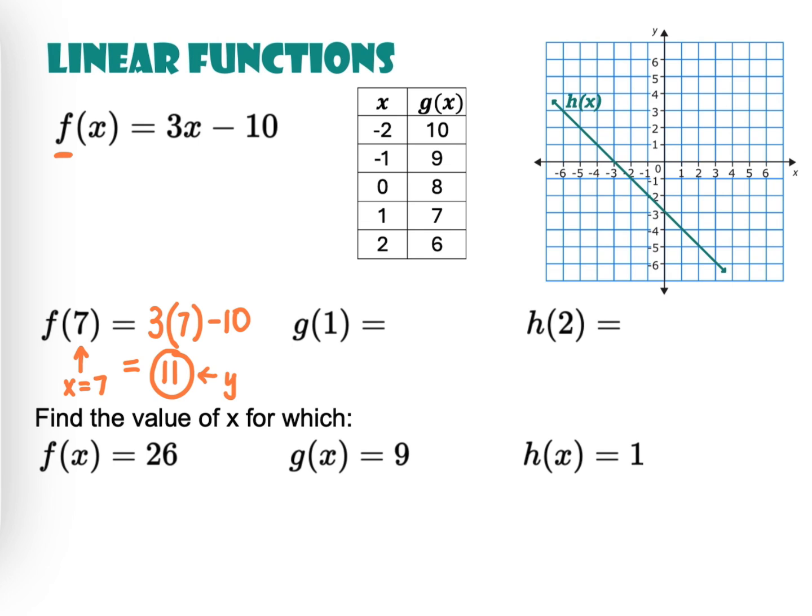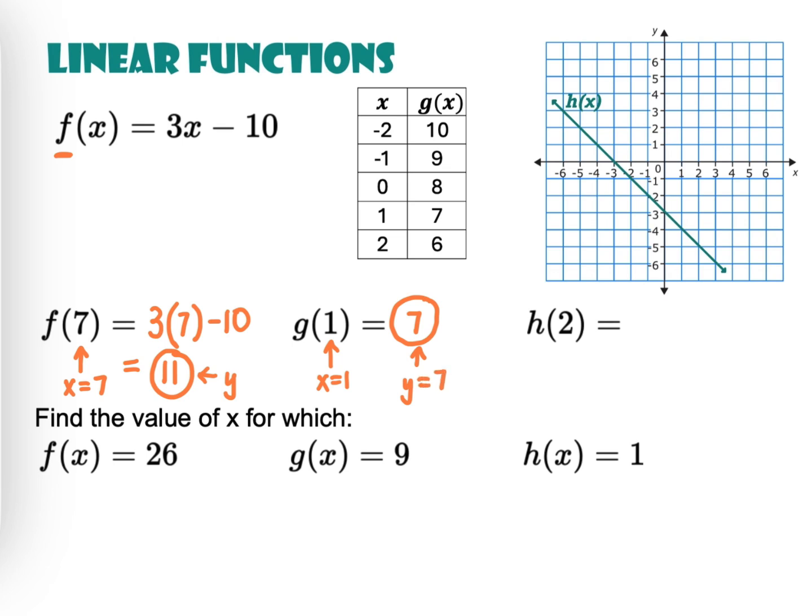If we were to look at a table, again, when the number is in the parentheses, we say that's g of 1. That's our input of 1. So when x equals 1, g of 1 would equal 7. So 7 is our output. 7 is our y value.